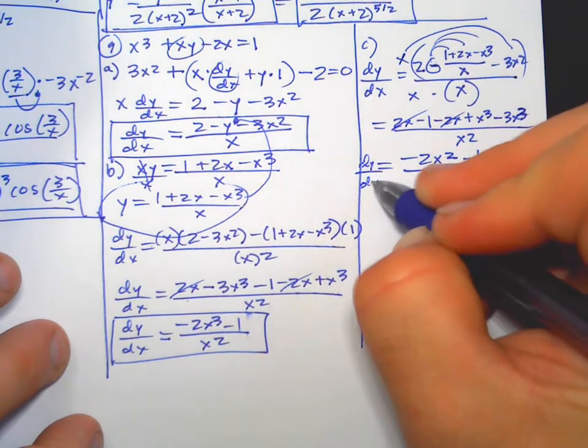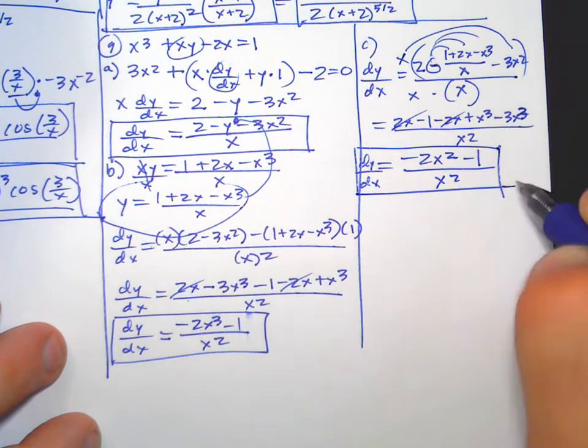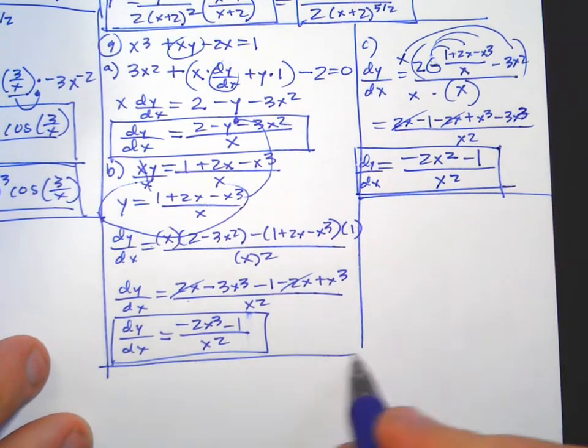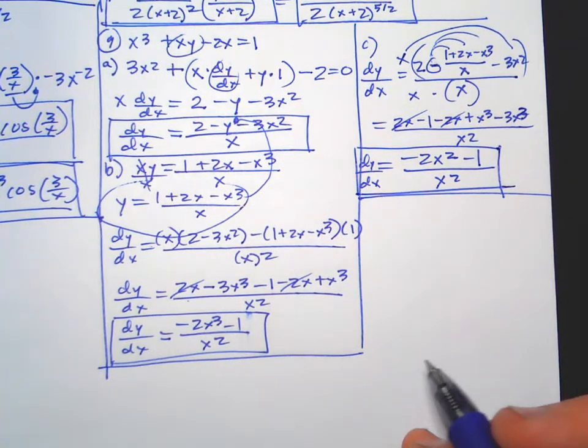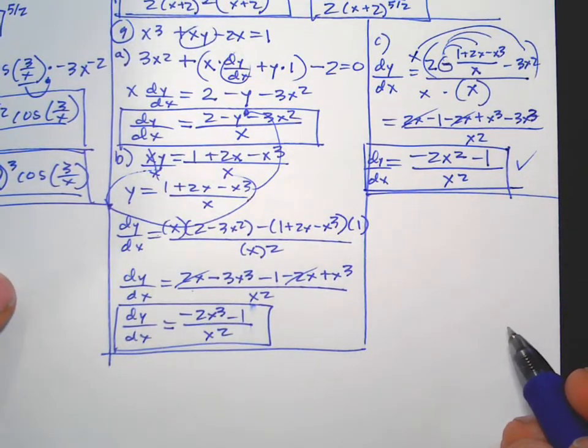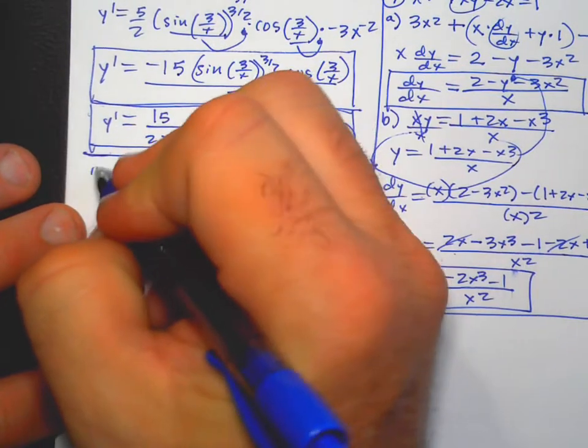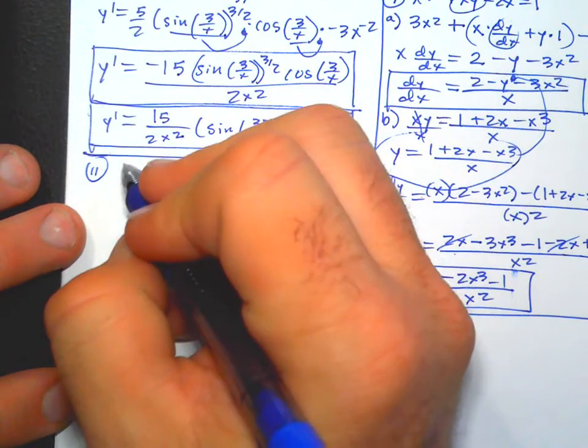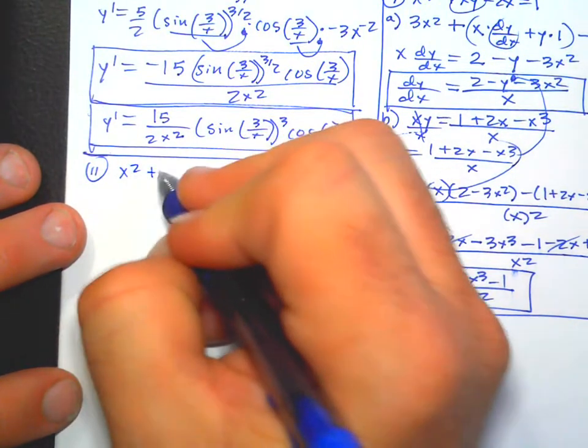Does that match the answer we got in part B when it was all in terms of x? It does. So that must mean our answers are correct, or at least the same. So that's 9. Got a little practice in doing it a couple different ways. There's another problem later that you'll get that experience on.